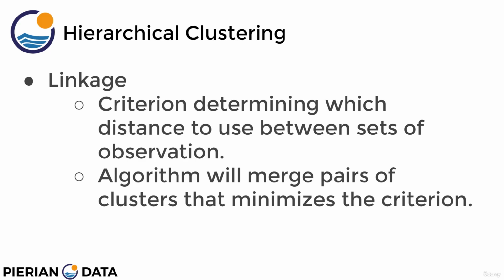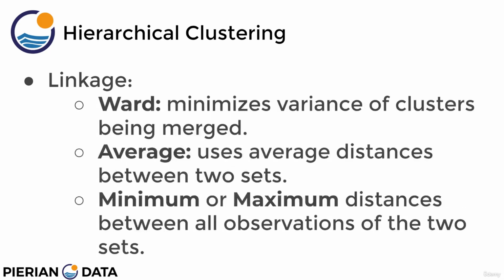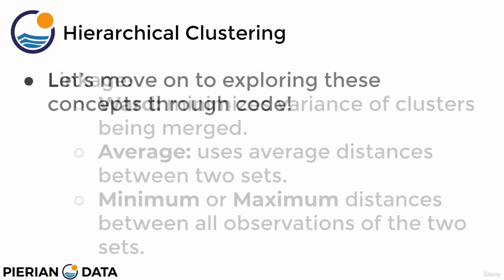So linkage, formally speaking, is the criterion in determining which distance to use between sets of observations. And the algorithm will merge pairs of clusters that minimize that criterion. There's a bunch of different linkage parameters you can use. There is the Ward linkage, which minimizes the variance of clusters being merged. There is the average linkage, which uses the average distances between two sets or two clusters. And then you also have minimum or maximum distances between all observations of the two sets. And these are hyperparameters you can easily swap in and out in scikit-learn.